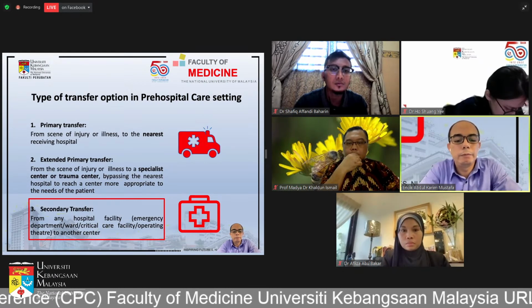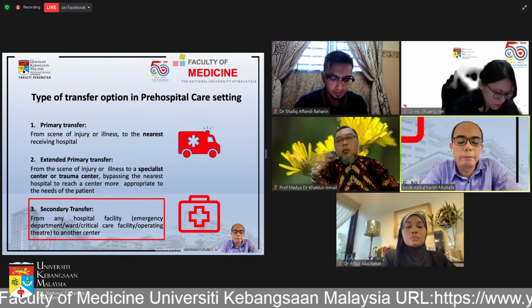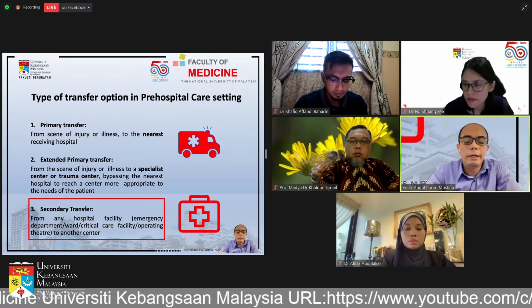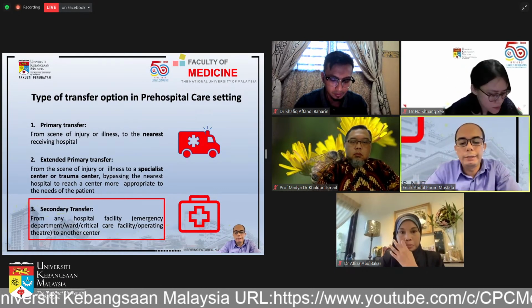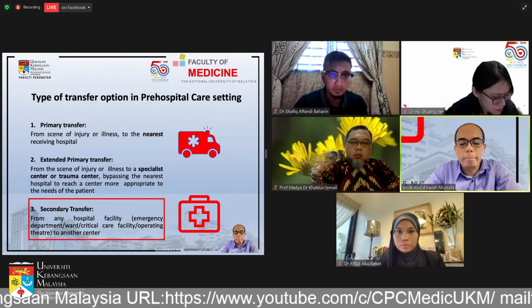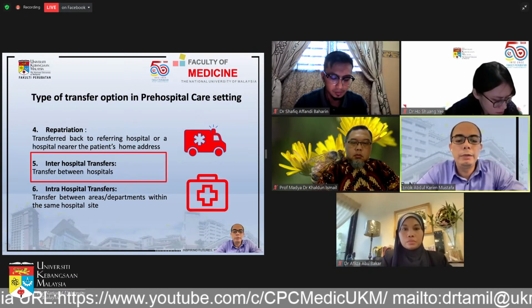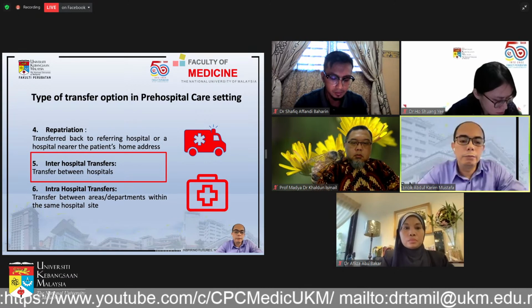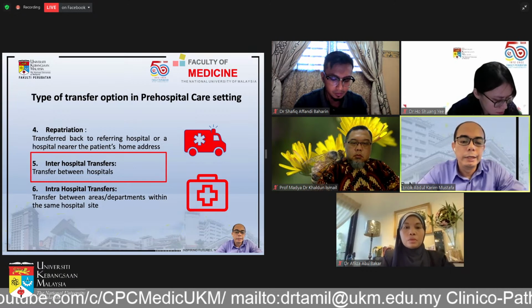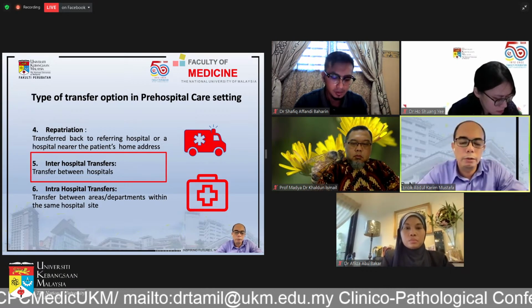It is from a facility to a facility that has good services that they can give to the patient. So this is the issue we are discussing today. This is one part of the secondary transfer. Okay, and then the repatriation: when the patient has been managed, then we send them back to the nearest hospital. This is what we call the repatriation transfer, and number 5 is the transfer where the discussion is about transferring patients from hospital to hospital.